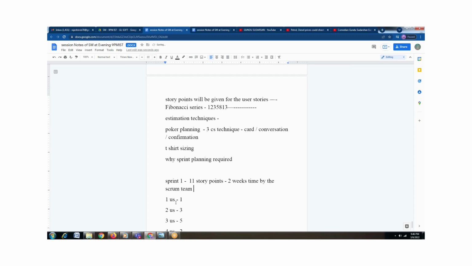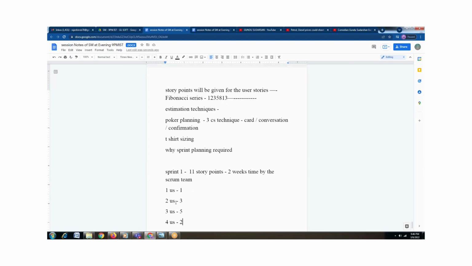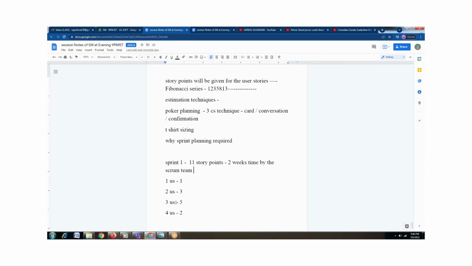Whether they can complete all the story points or not, that's a different issue altogether. But prior to that, if you have created a sprint with 4 user stories, as a simple example, these 4 user stories will be given story points first. In the product backlog itself, we give the story points based on the priority. So if you have calculated all the story points, there are 11. In that first sprint, within the 2 weeks, these 11 story points have to be completed. This is the fundamental rule.